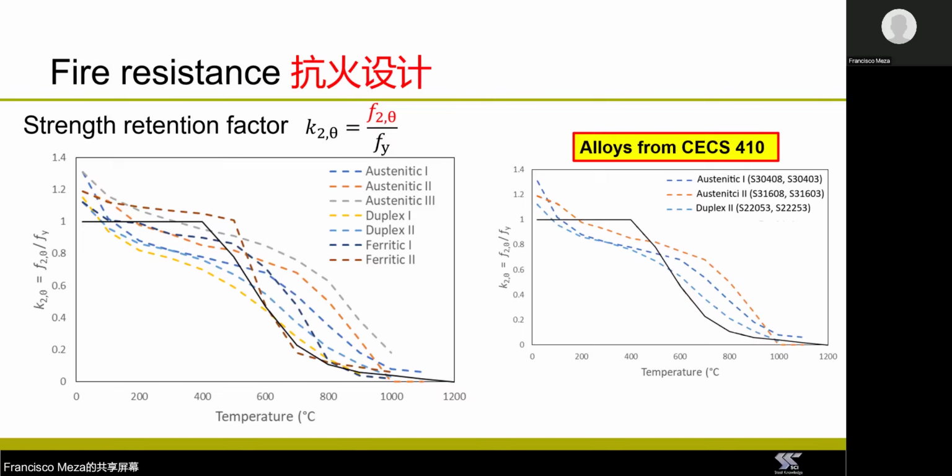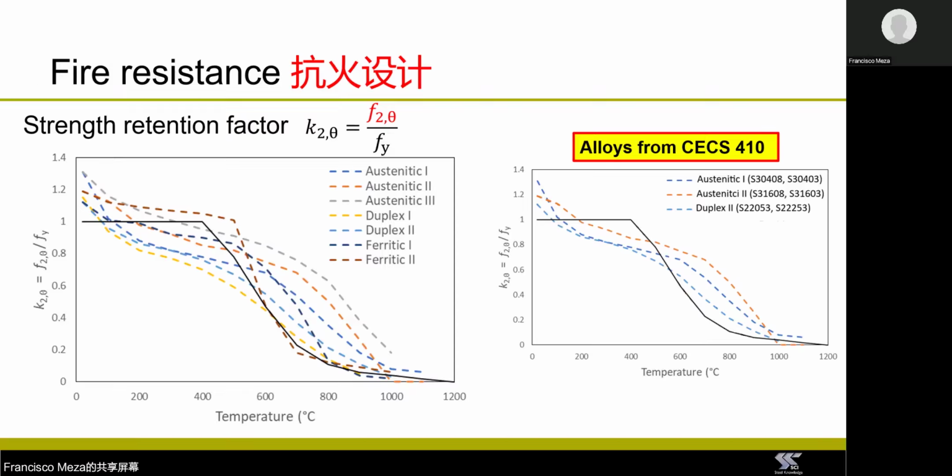So you can see that the strength retention can vary significantly depending on the stainless steel alloy. And you can also see that the strength retention factor for stainless steel can be larger than 1. And this is because of the way the yield strength at elevated temperatures is defined, which, as I mentioned before, is taken as the strength at a 2% strain.